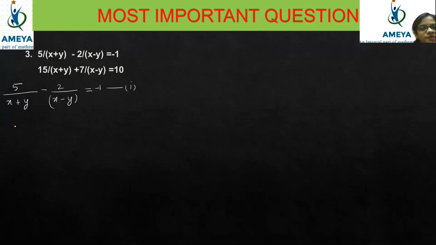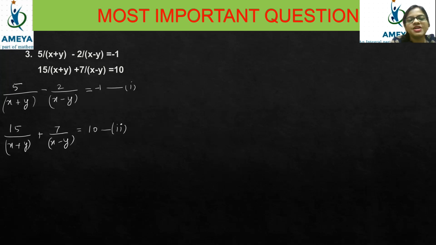Equation 1: 15 by (x plus y) plus 7 by (x minus y) equal to 10. Equation 2. So what are you going to do? First, we will multiply equation 1 by 7 and equation 2 by 2, because here minus and plus is there, and then we will add.